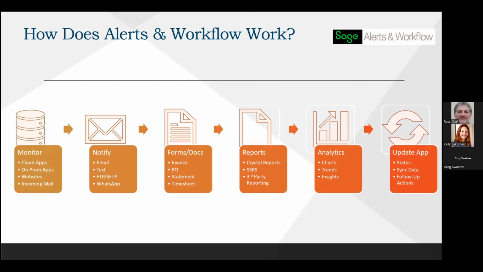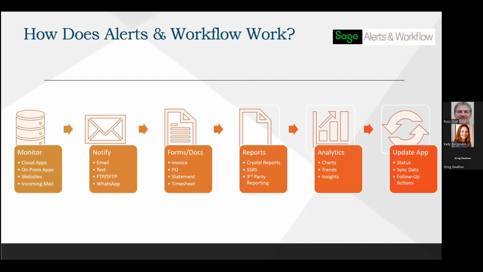Websites, incoming email, and we use this internally. If you send a help at or support at or info at your company, that information gets routed by Sage Alerts and Workflow to the appropriate person, and then we tag it to see when it's followed up on to make sure that people are getting covered. We notify them again by email and text messages and FTP sites and WhatsApp. Any way that people are the recipients of data that you need to get to them, we'll connect to it so that we're pushing that data out.